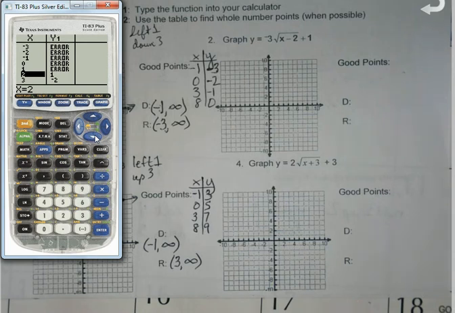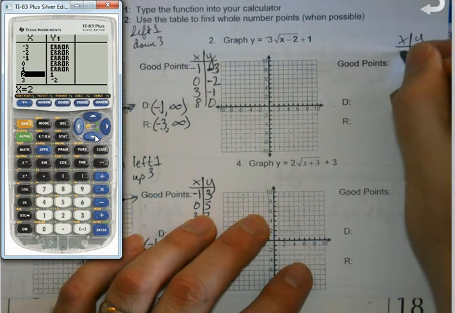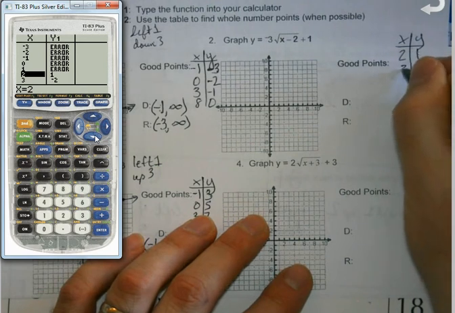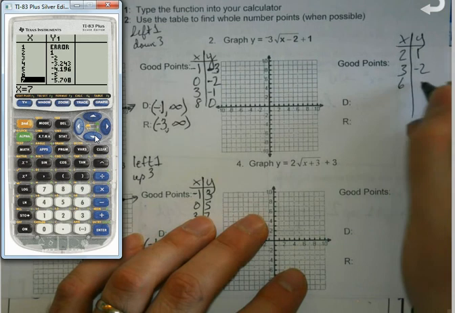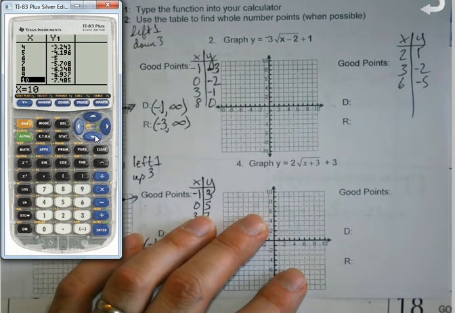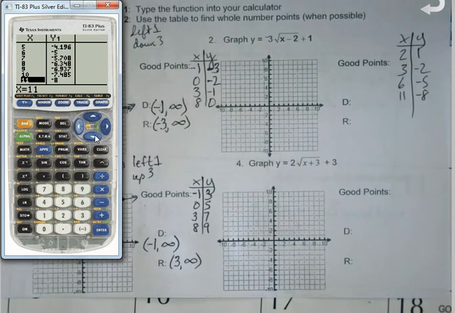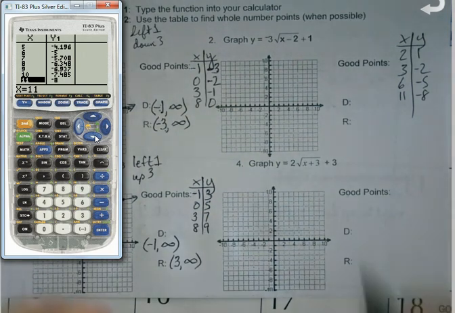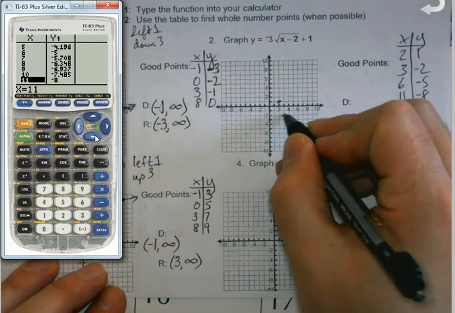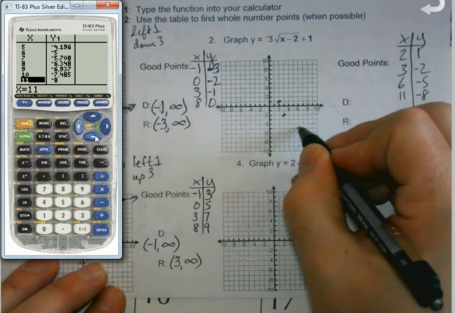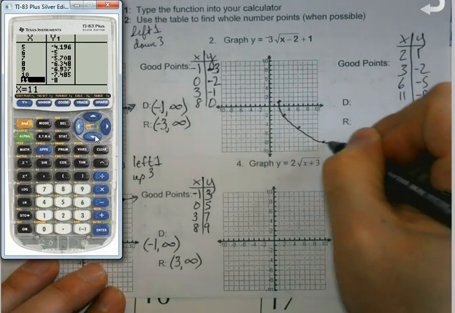So I'm going to look. Okay, there's my error. Okay, there's my starting point. So I look and I'm like, all right, it looks like we're starting at 2, 1, 3, -2, 6, -5. Am I going to get the 4th one? I'm going to write down the 11, -8. I can eyeball it. So I'm going to plot those. And it's going to make one thing change a little bit when it comes to my domain and range.